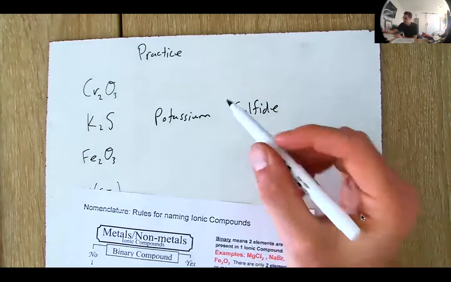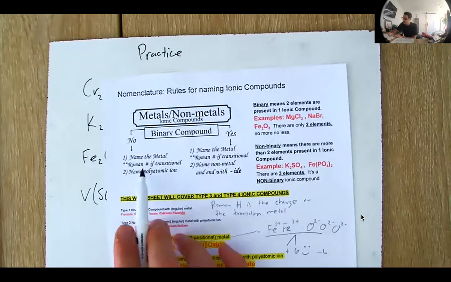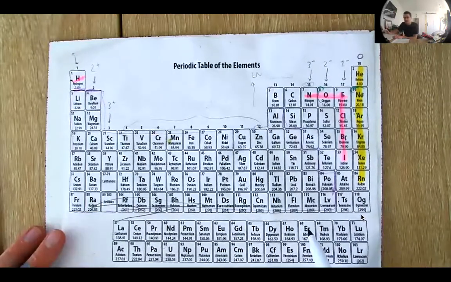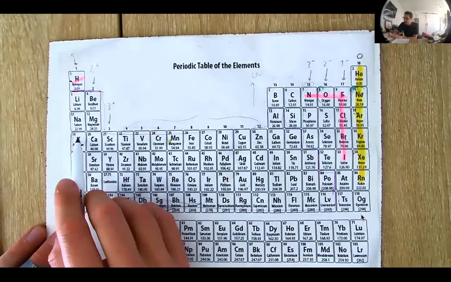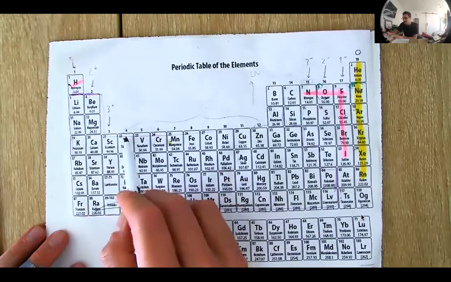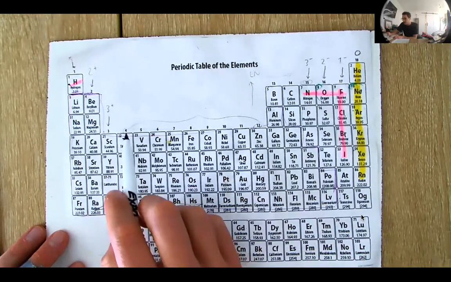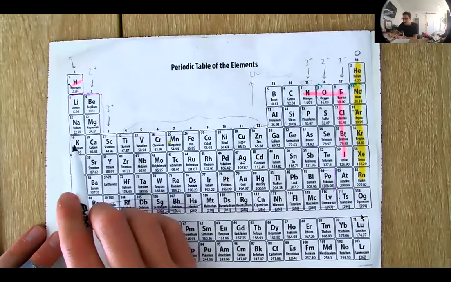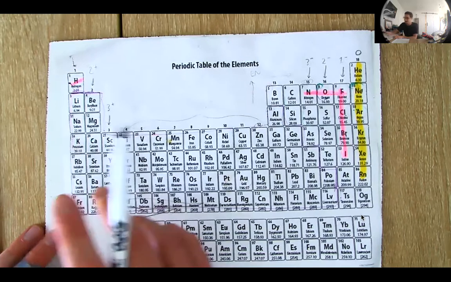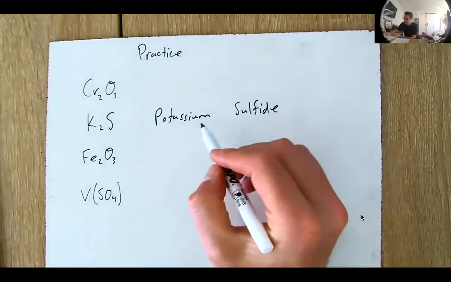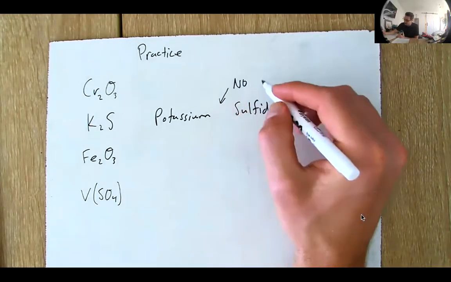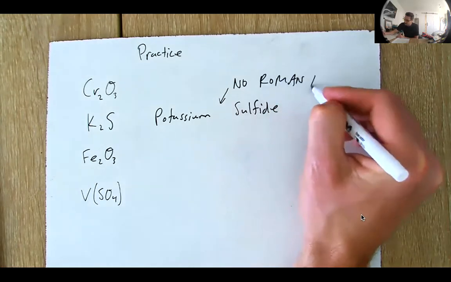Okay, we forgot. It says to give a Roman numeral if it's transitional. So let's find potassium. Where's potassium? There it is, way over here on the left side. Oh, wait, potassium's not a transitional metal, because the transitional metals are located in this area from column 4 to column 12. So since potassium is not a transitional metal, you do not have to write a Roman number. So good, that's the name of that one, potassium sulfide. Look, there's no Roman number.